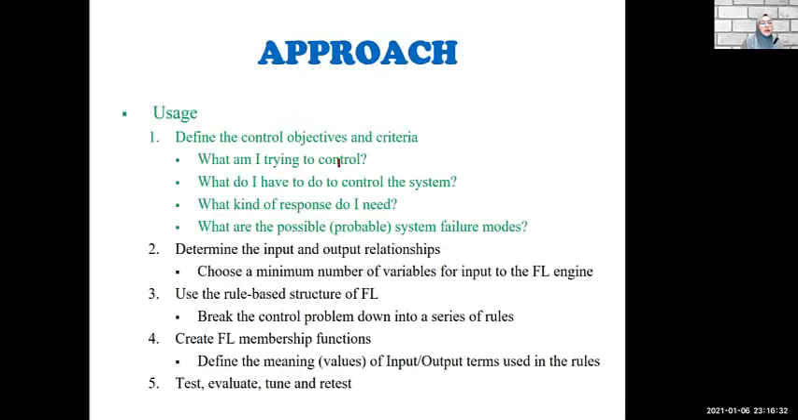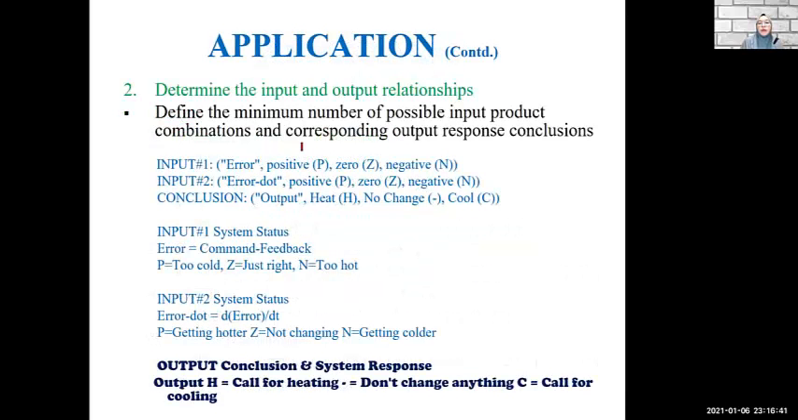So we have done the first step. The next step is to determine the input and output relationship. Define the minimum number of possible input product combinations and corresponding output response conclusions. So let's say input 1, we have error: positive P, zero Z, and negative N. Similarly, input 2, error dot: positive P, Z, and N. So the conclusion is the output: heat is H, no change is dash, cool is C.